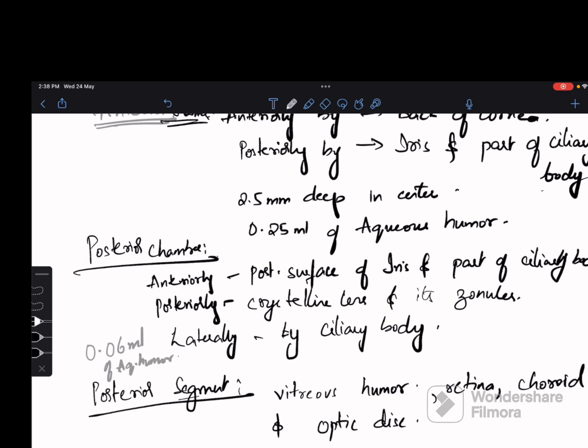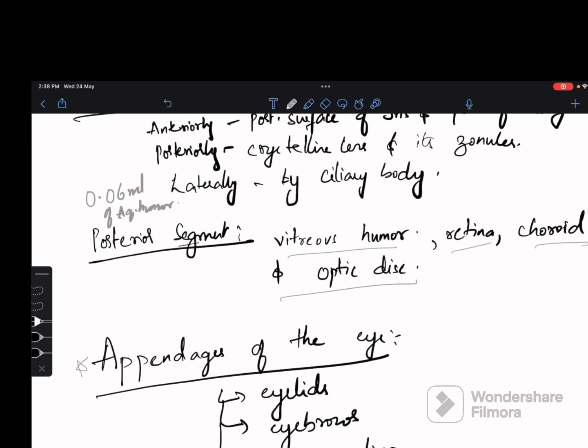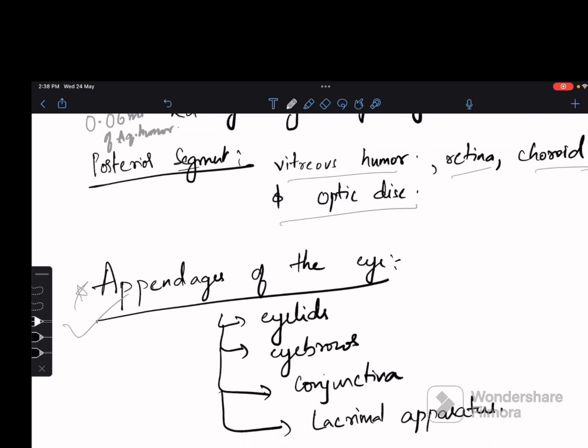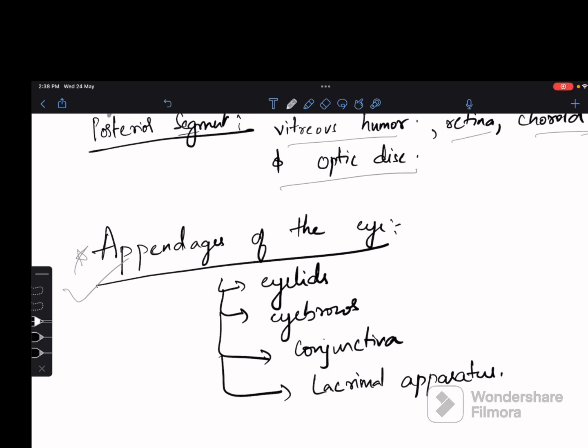Now the posterior segment is all those structures behind the crystalline lens. So what does it include? It includes the vitreous humor, the retina, the choroid and the optic disc. Now coming to the most important viva question: what are the appendages of the eye? It has four structures: the eyelids, the eyebrows, the conjunctiva and the lacrimal apparatus. Conjunctiva we will deal with in detail in our next class.